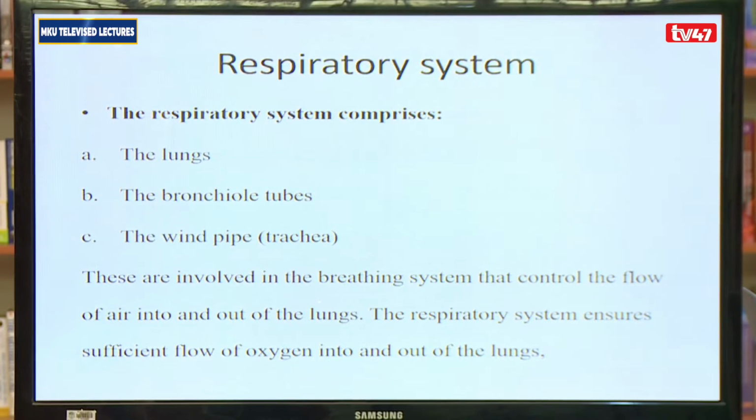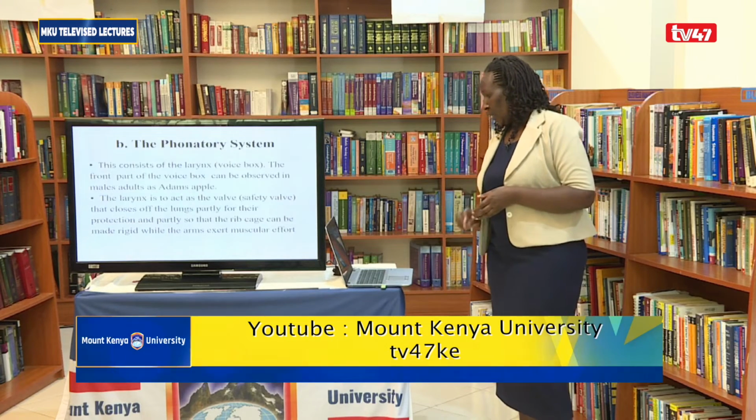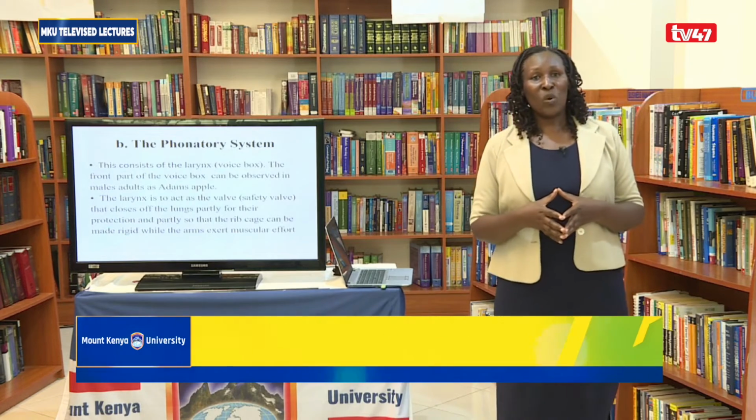So, for production of sounds to take place properly, the respiratory system ensures that there is sufficient flow of oxygen into and out of the lungs. Without the flow of oxygen into and out of the lungs, we are not in a position to produce speech sounds. We cannot utter any words. Then the other system that we saw that is important in the production of speech sounds is the phonatory system.